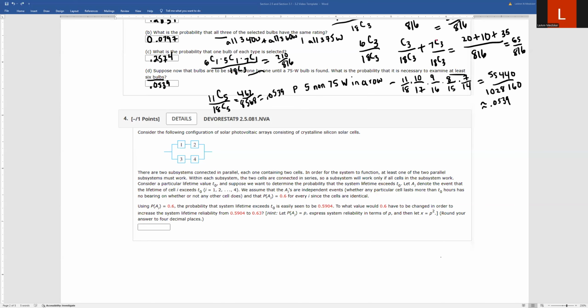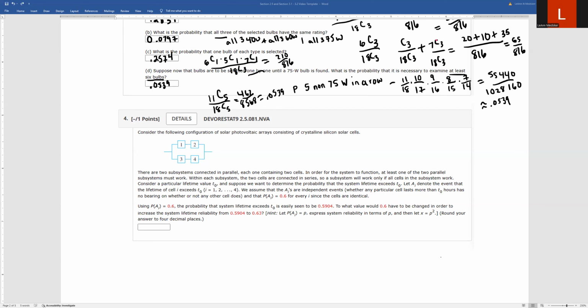All right, so we still had one more left in the 2.5 section. This is number 4, solar photovoltaic arrays. Essentially, it's these cells in alignment. So you have to pass either 1, 2, or 3, 4 to complete your circuit.